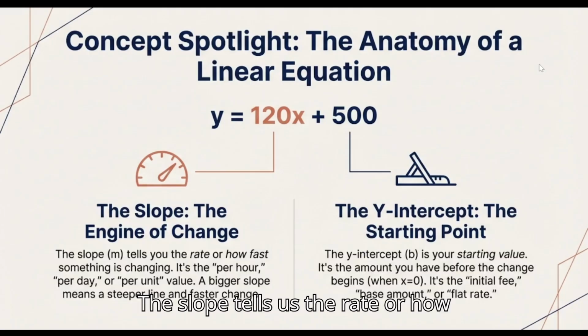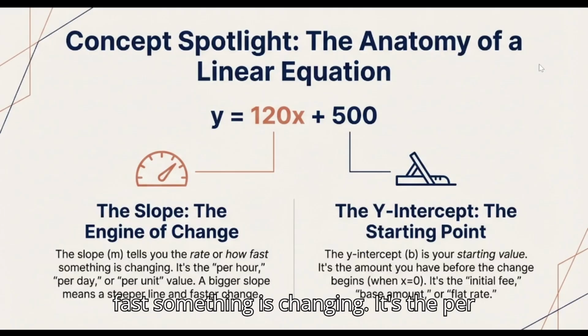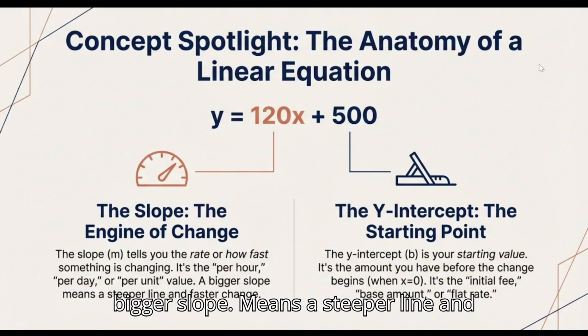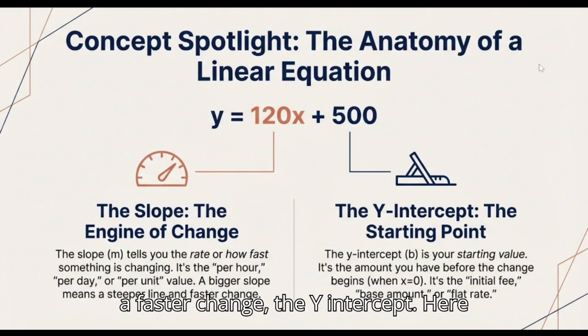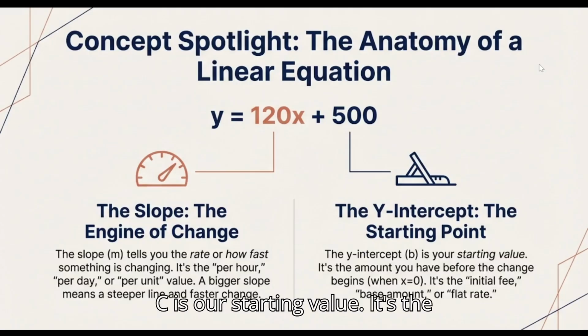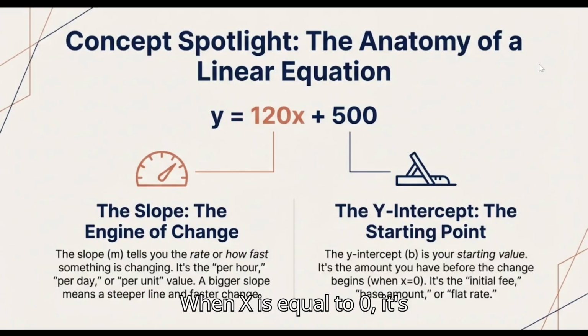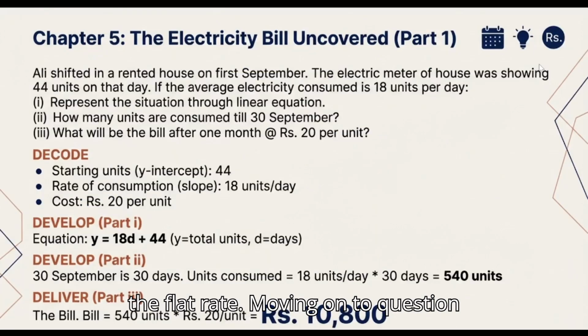The slope tells us the rate or how fast something is changing. It's the per hour, per day, or per unit value. A bigger slope means a steeper line and a faster change. The y-intercept here, C, is our starting value. It's the amount we have before the change begins. When x is equal to 0, it's the initial fee, the base amount, or the flat rate.